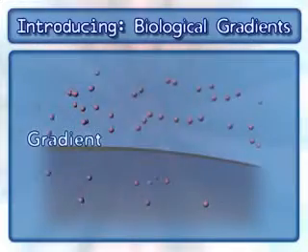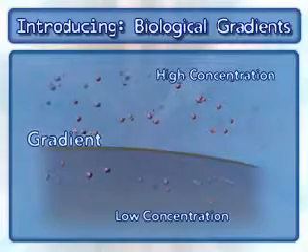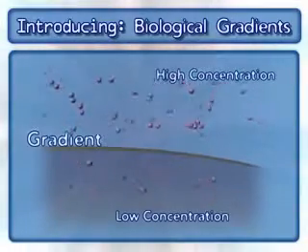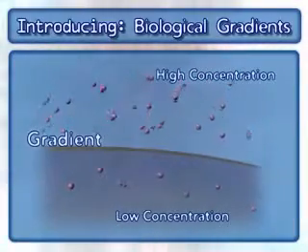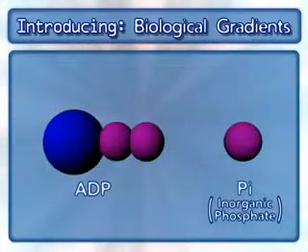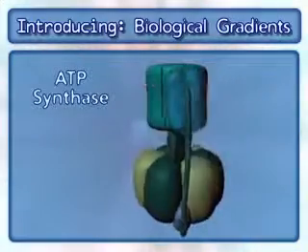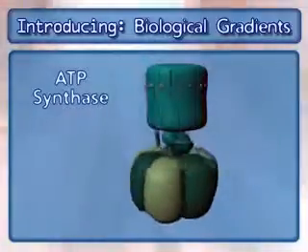A gradient exists when there is a higher concentration of a molecule in one compartment compared to a neighboring compartment. This animation will demonstrate how the potential energy that results from a hydrogen ion gradient uses ADP and inorganic phosphate, also known as Pi, to synthesize ATP. This process involves an enzyme complex called ATP synthase.